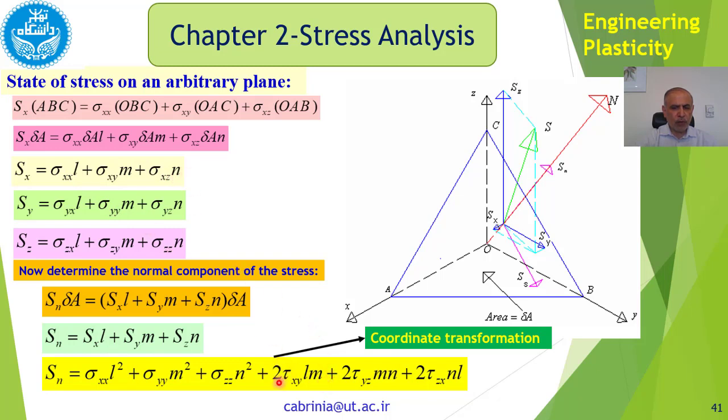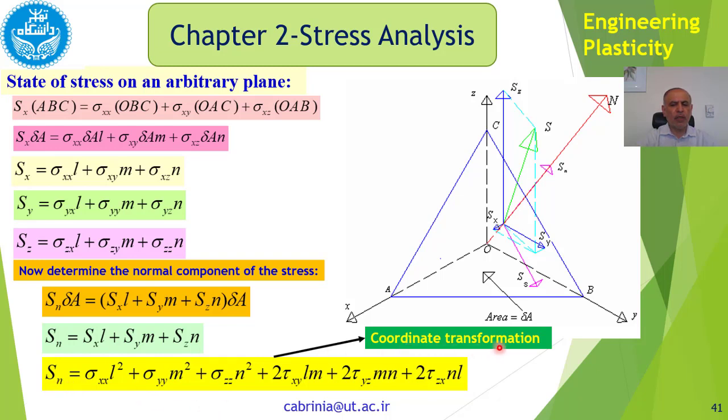Okay, that's why we get 2 tau xy Lm, because we have sigma xy here, sigma yx here, sigma zy, sigma zx, sigma xz, sigma yz. So we have all these components which are added together, and instead of sigma yx or sigma xy, we just write tau xy, and similarly for yz, and similarly for zx. So this is what we get for Sn.